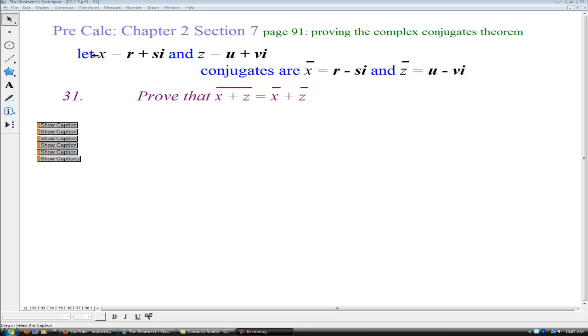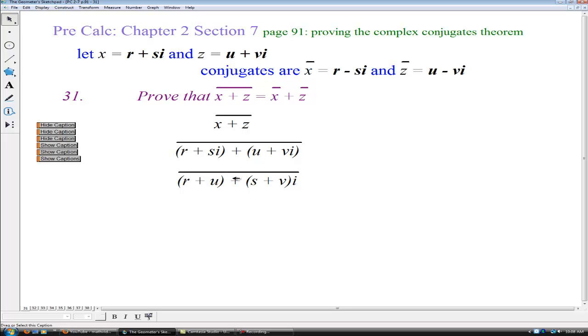And we were given that x would equal this complex number, z would equal this complex number, and therefore the conjugate of x would be r minus si, and the conjugate of z is u minus vi. Starting with the conjugate of x plus z, we will rewrite x and z as their complex expressions. We will then use associative and we will factor out the imaginary unit. And by definition of the conjugate, our plus becomes a minus. So this is now our real part, this is our imaginary part.